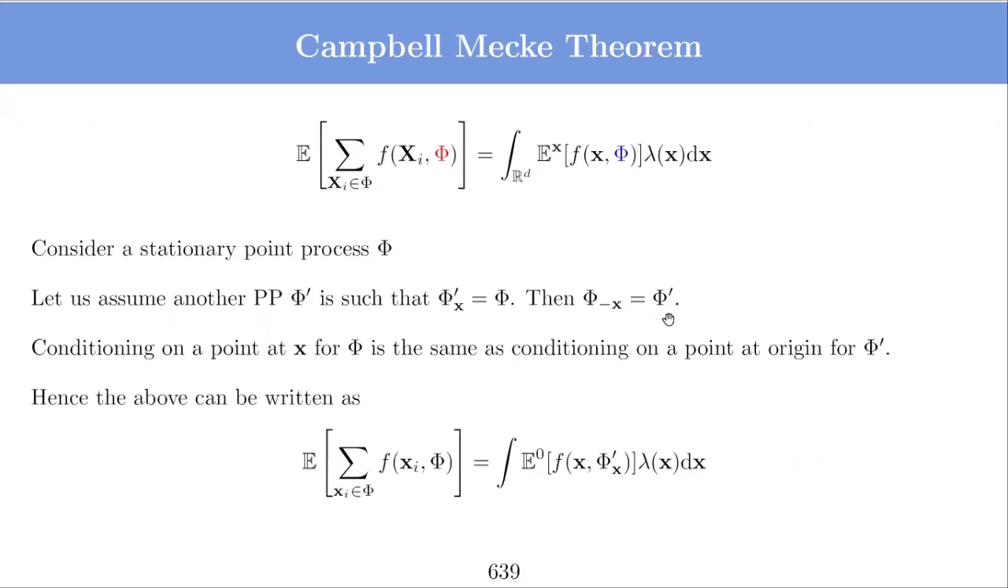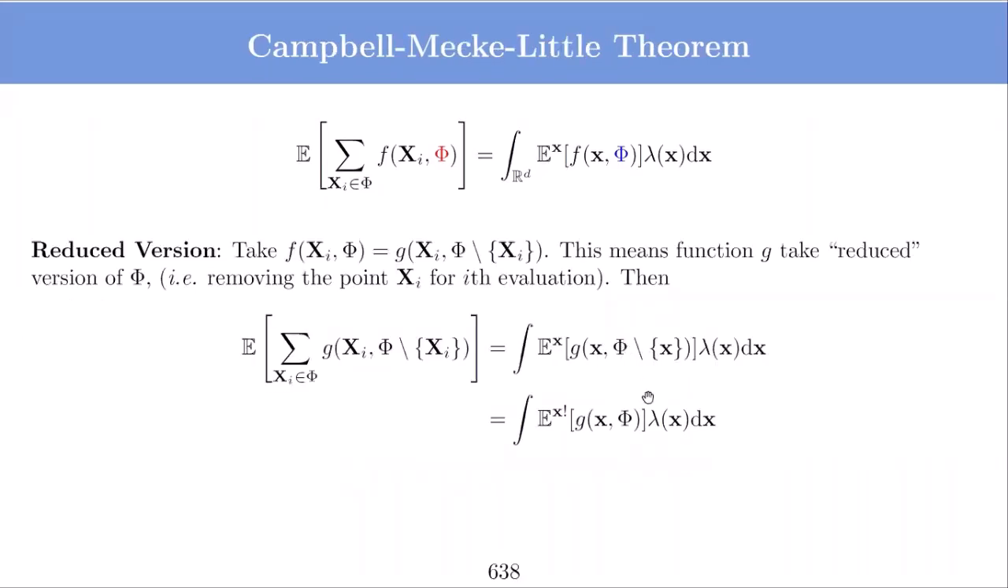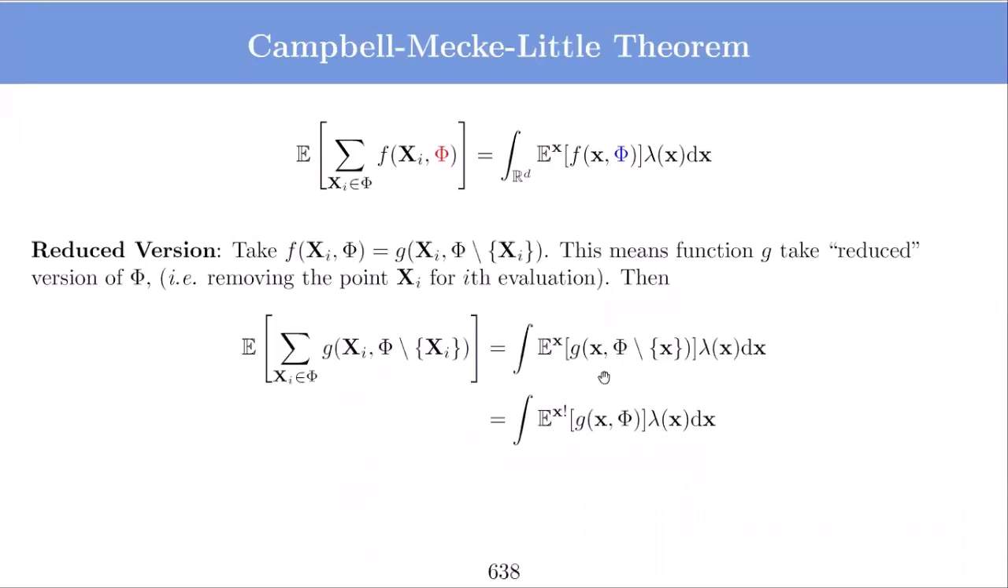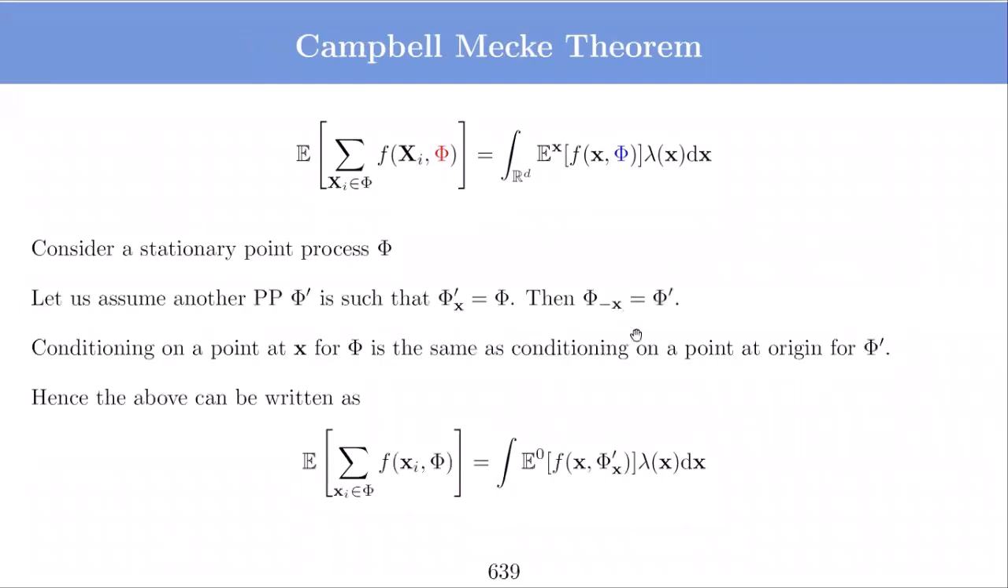One thing I'd like to clarify is, see, this minus is different from this minus, right? This is a set minus. It means you take phi and if there is a point x in phi, you remove that. There is no shifting here. All points are the same, only the point at x is removed. In this case, you are not removing any point. You are taking the point process and subtracting vector x from each point, so that the overall point process is shifted. This is just for clarification.